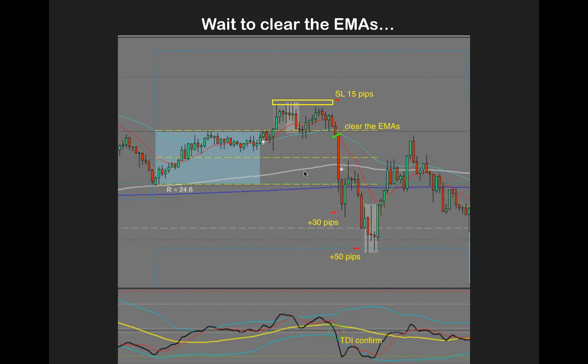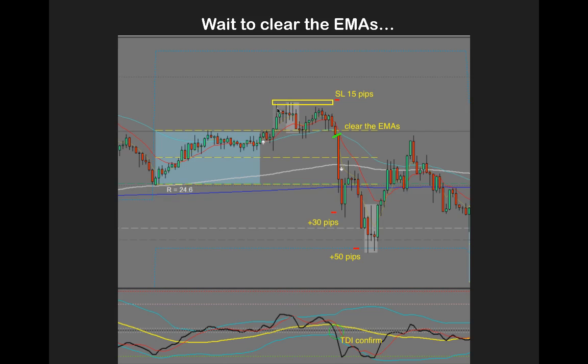Sometimes what you want to do is wait for the price to clear the EMAs. What do I mean by that? Let's take a look here. We have our Asian session box over here, and we get a breakout to the high of the day, which creates the first leg.